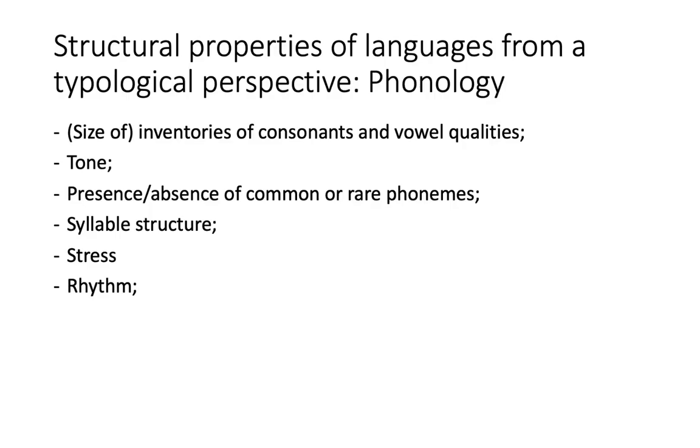Phonological typology is a very big subfield of typology, with research being done on the inventories of consonant and vowel qualities, both the size and the content. Research is also being done on tone, the presence and absence of common or rare phonemes, syllable structure, stress, rhythm, and various other aspects of phonology. Several chapters of the World Atlas of Language Structures are devoted to phonological typology.